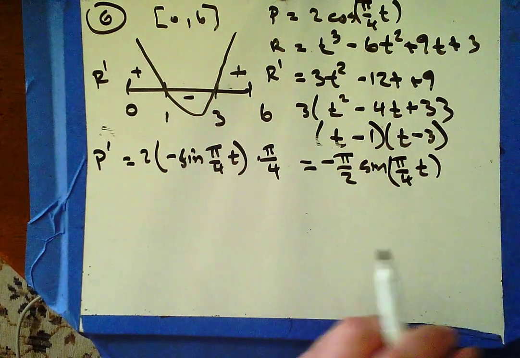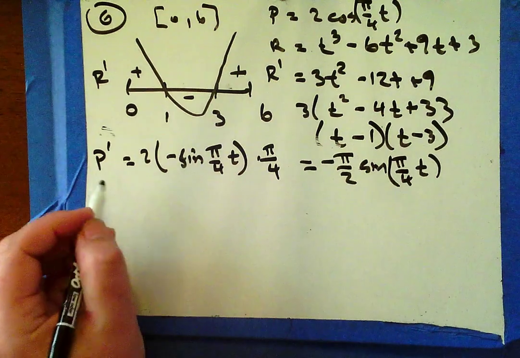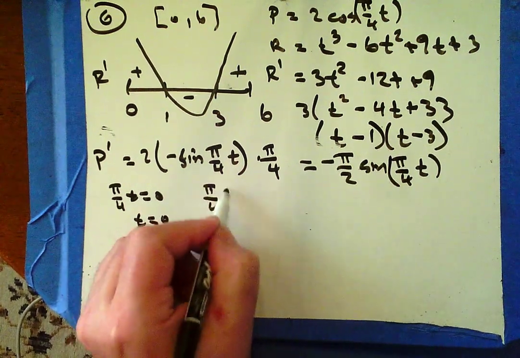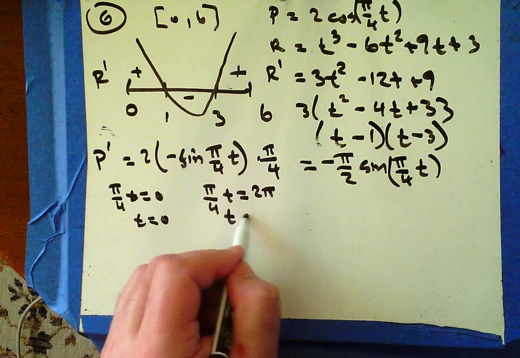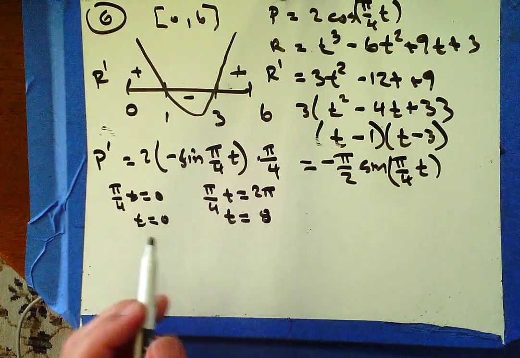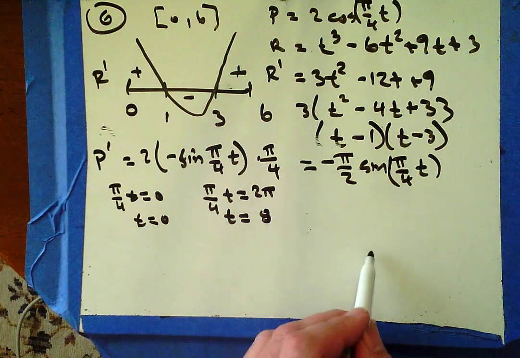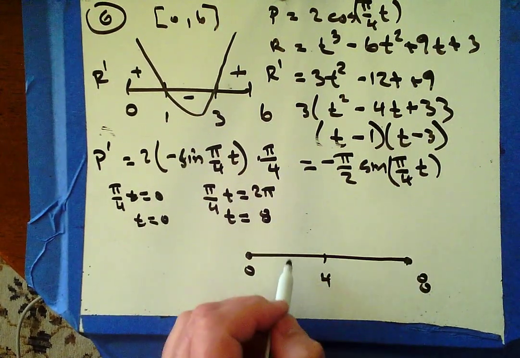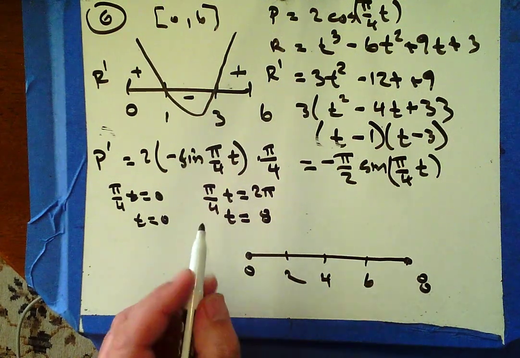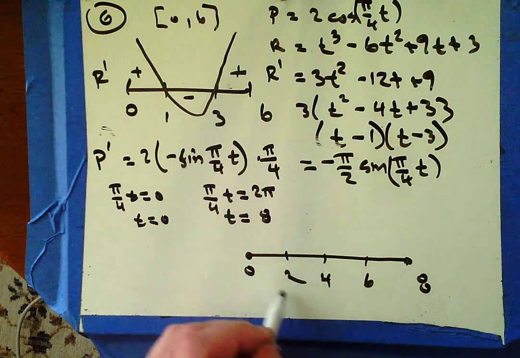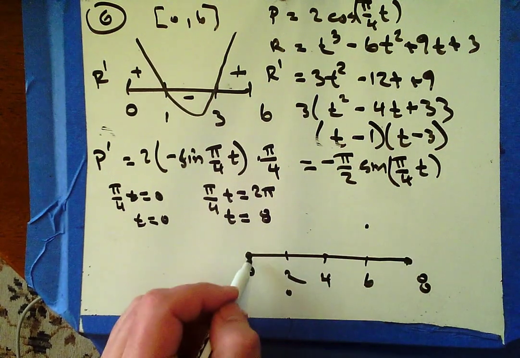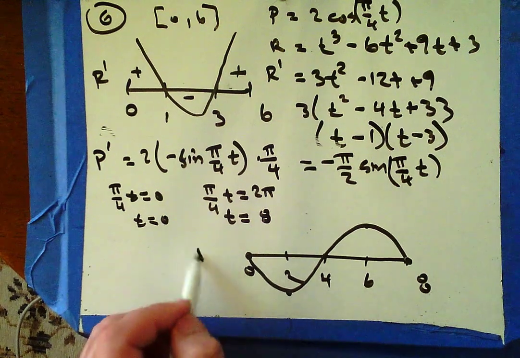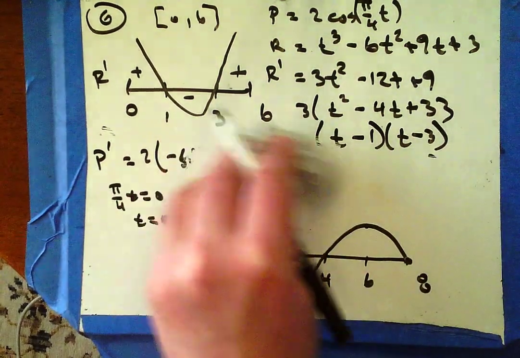Okay, this is without calculators, so I need to look at the graph of p prime. Pi over 4t equals 0, so t equals 0. Pi over 4t equals 2 pi, so t equals 8. I have these endpoints, and I've got a graph of negative sine. Starts at 0, ends at 8. There's 4, there's 2, there's 6. And we have negative sine, so we go down and then back up again. And so we've got negative and then positive. Okay, so there's p prime, and I want to compare that with r prime.